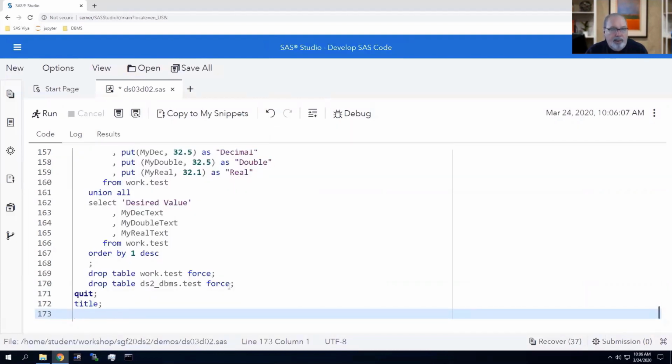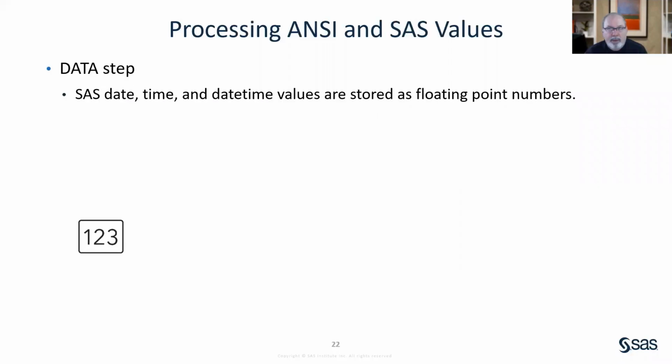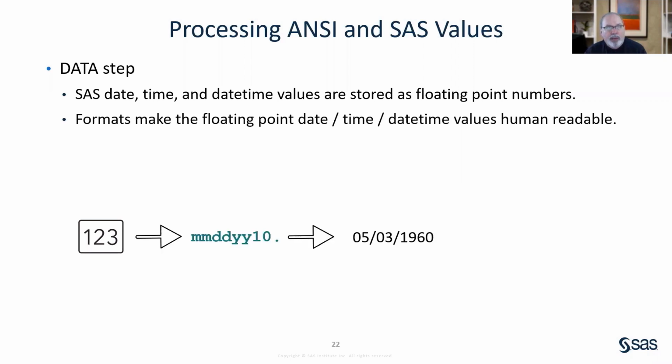And that, in a nutshell, covers numeric precision in manipulation and in storage in DS2. So as we discussed, because SAS dates, times, and timestamp values are stored as floating point numbers, they don't look like anything special if you just look at them the way they're stored. So how do we know what date, time, or datetime value this might represent in SAS? Well, in SAS, we apply a format.